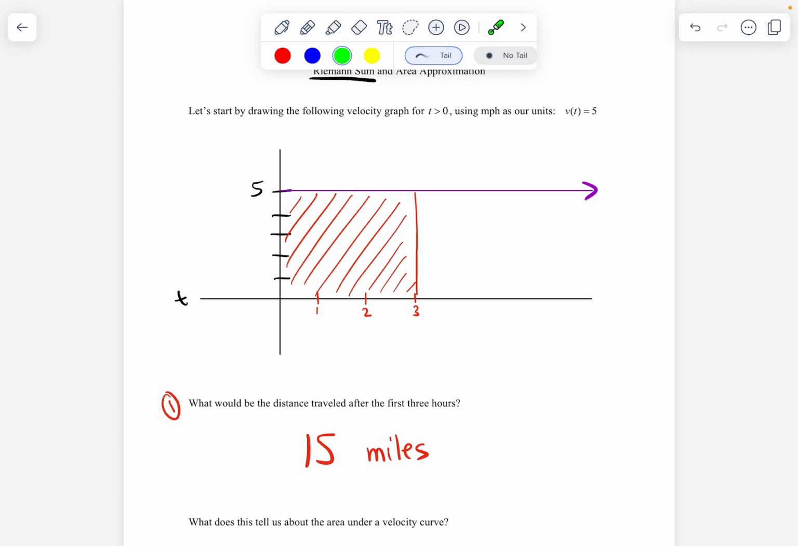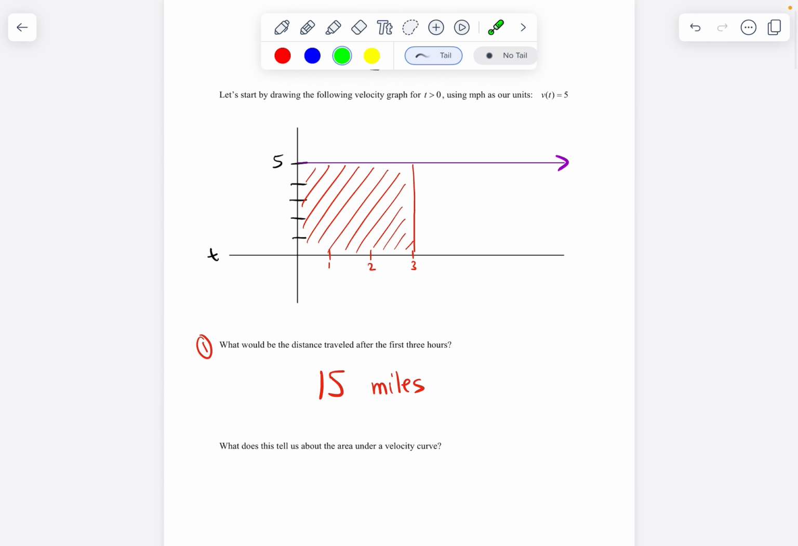Because again, if I'm traveling for 3 hours at 5 miles per hour, I've traveled 15 miles. And the idea I want you guys to get down today is that when it says, what does this tell us about the area under a curve, so under that velocity curve, it tells us the area is the distance traveled for this problem, okay? And for this chapter, we're going to be using area to help us find these pieces of information, okay?